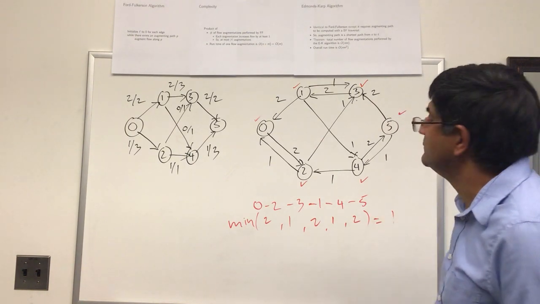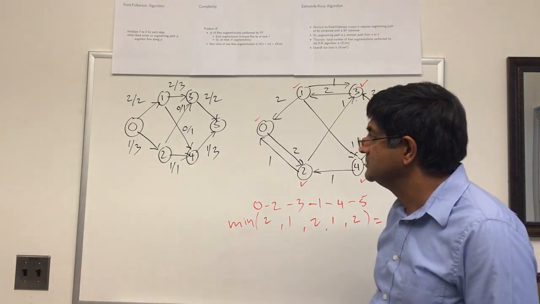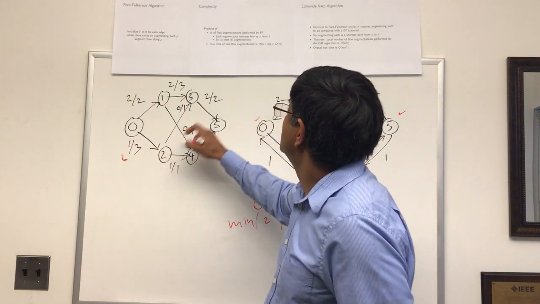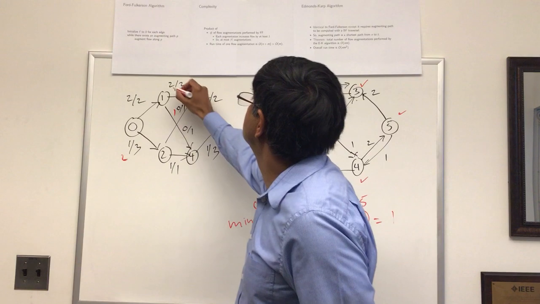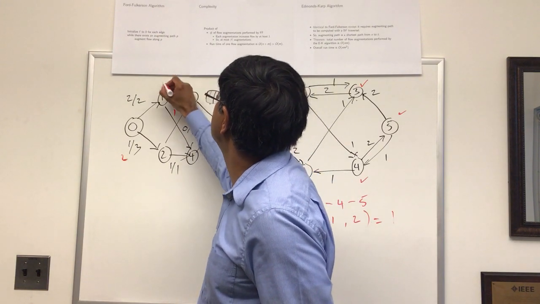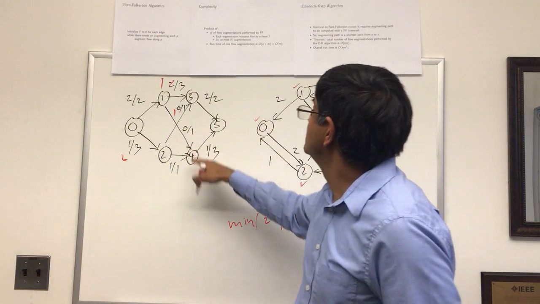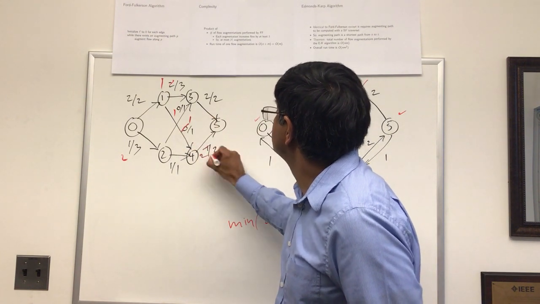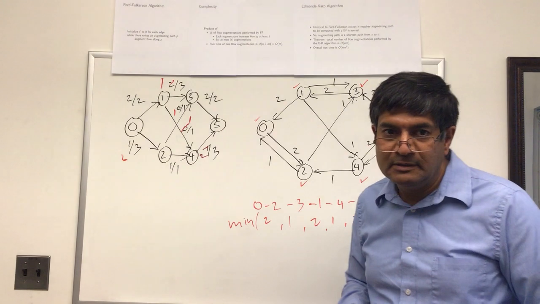constraint. So I can push one more unit of flow on this, meaning that I could make this 2, this would become 1, this would drop down to 1, this would also become 1, and this would become 2. And that would be your max flow.